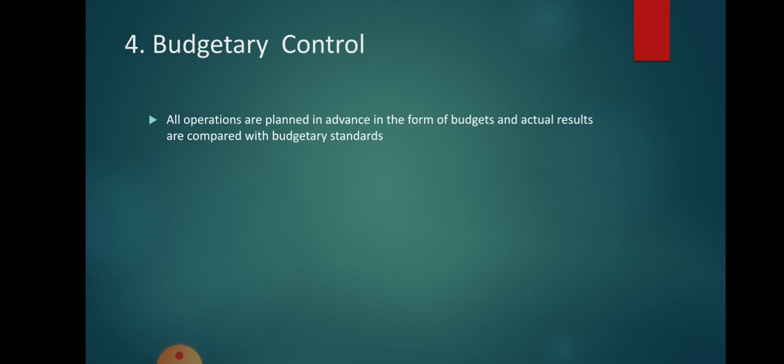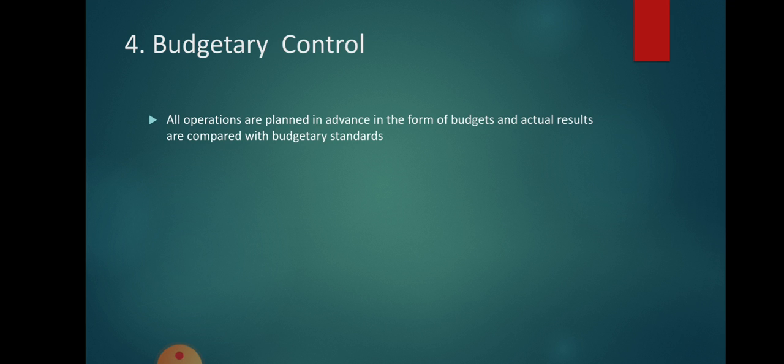For every activity, production, we have fixed a budget: what should be the production for a week, for a month. We have fixed what the sales will be for a week, for a month. This is our plan, it is our budget. Then we are going to see what our actual production is per week and per month. We are going to compare it.